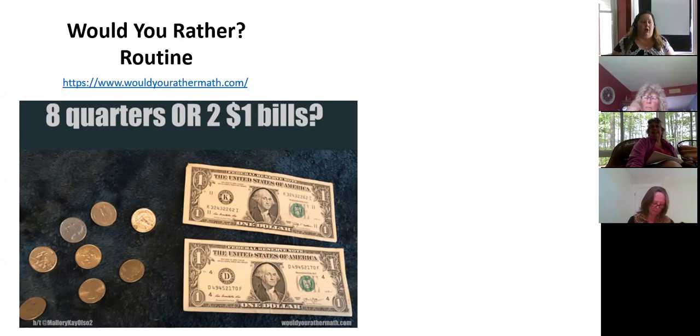If you were not all together with your students, you could have them put sticky notes up of which one they would rather have. They could write down their justification, because even if I said I would rather have the quarters, my reason for wanting the quarters might be different than somebody else's. So it's definitely a routine that you can use with students to get them talking about the mathematics. Some of them are very simple, so even kids who are reluctant to participate may choose to participate in something like this.